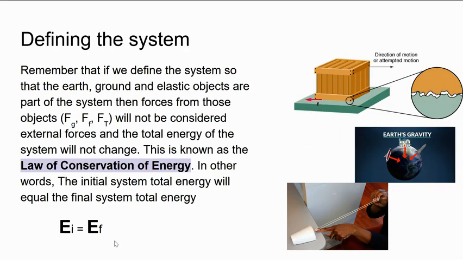Defining the system is really, really important to doing this. If we define the system all the way through, we can talk about things that go in and out of the system. For example, if we define the system so that the earth, ground, and elastic objects are part of the system, then the forces from those objects will not be considered as external forces. So that's the whole idea: we have gravitational potential energy, potential energy related to elasticity, so our 1/2 kx squared, and we have the totality of that energy represented in the law of conservation of energy. In other words, the initial energy of the system is equal to the final energy of the system, which is something you have known from middle school.